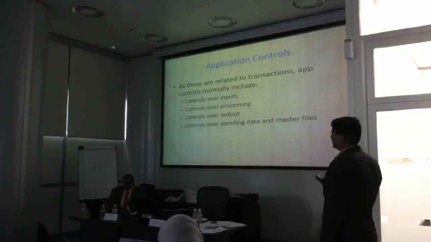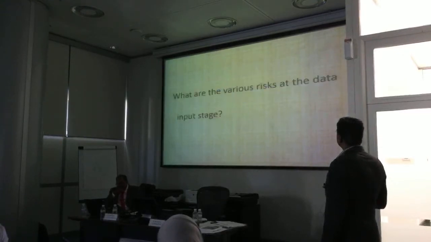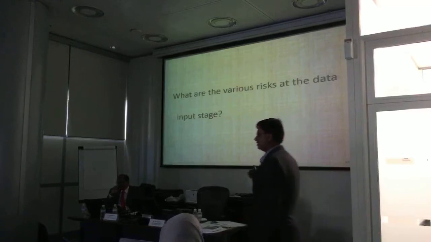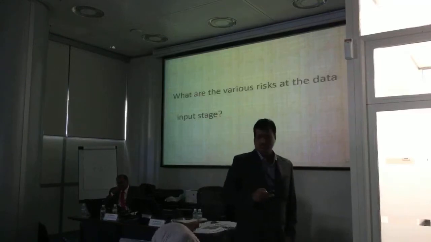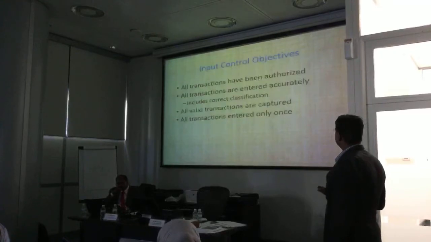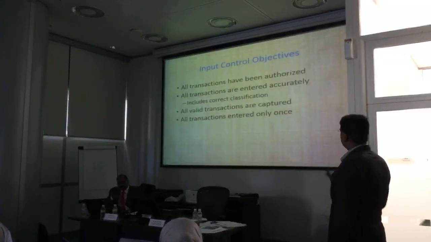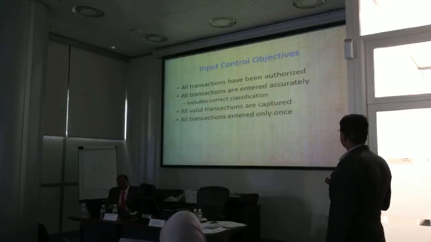Now, application controls are in 3 parts: input control, processing, and output. What are the various risks at the data input stage? In application control, most of the errors or data discrepancies occur at this stage only, the input control stage, whether deliberate or just by mistake. It should be ensured that all transactions have been authorized, entered accurately, all valid transactions are captured, and all transactions are entered only once.